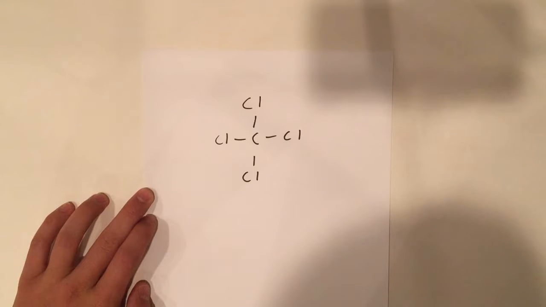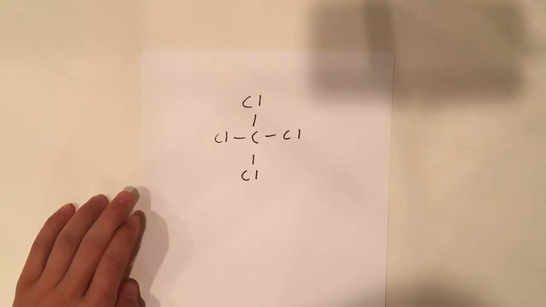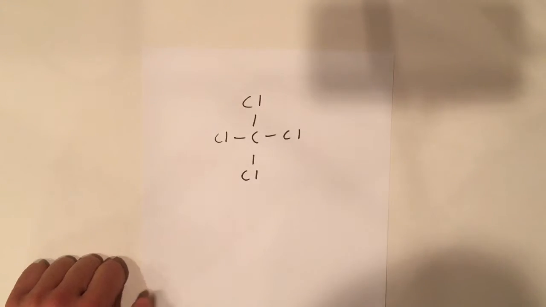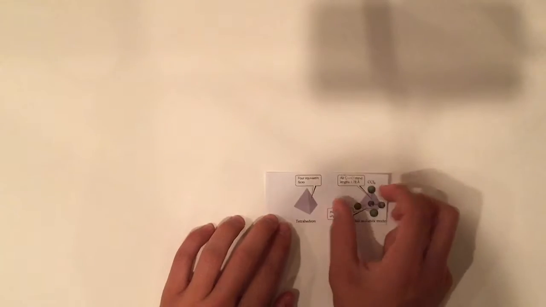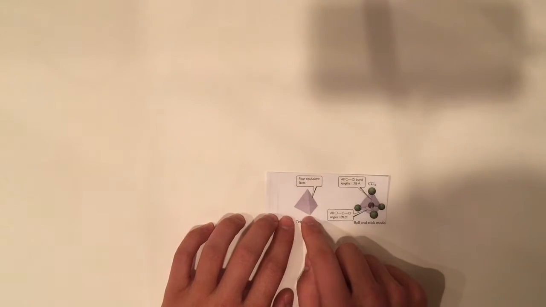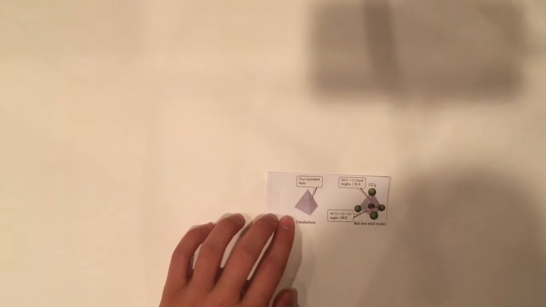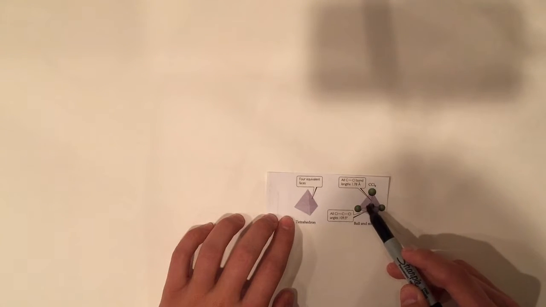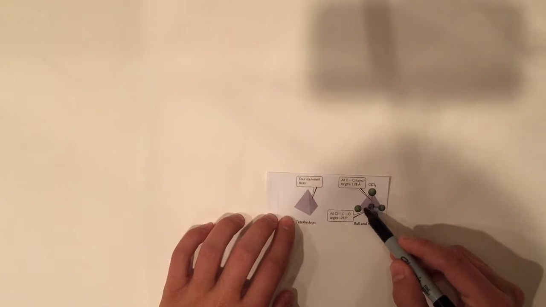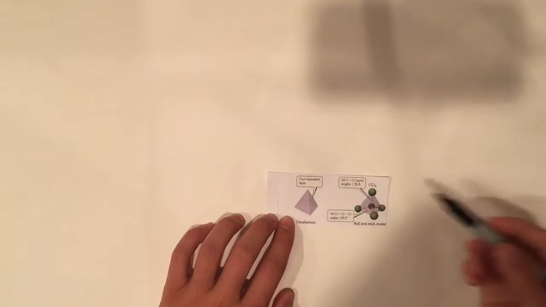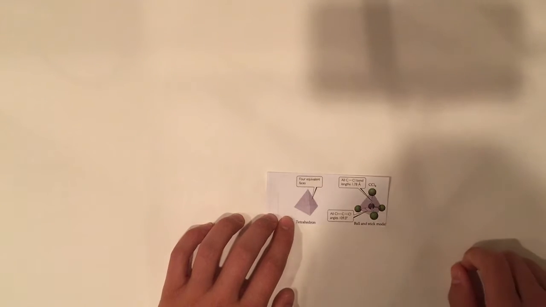But the actual 3D arrangement of the atoms is where the 4 Cl atoms are bonded to the carbon atom in the corners of a tetrahedron shape, as seen in this photo. This is a tetrahedron. It's similar to a triangular pyramid. And each bond angle, as seen right here, is 109.5 degrees between these bonds. So there are 6 bond angles total in this tetrahedron shape.